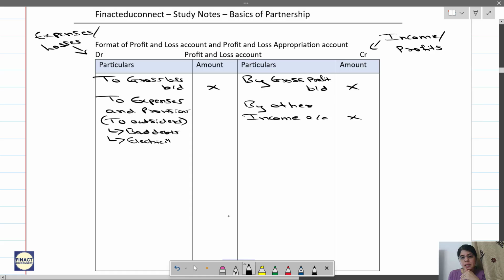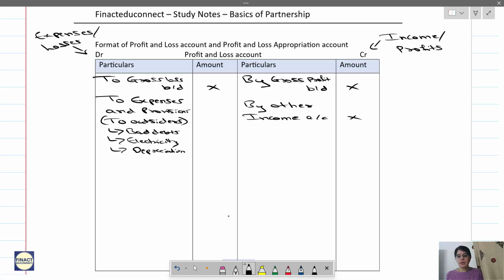Some examples I'll just list down. Then your depreciation. All these expenses, whatever expenses are not belonging to partners, paid to outsiders, whatever we used to take in the profit and loss account last year will come over here. Now let us see what partner related income and expenses will come over here.